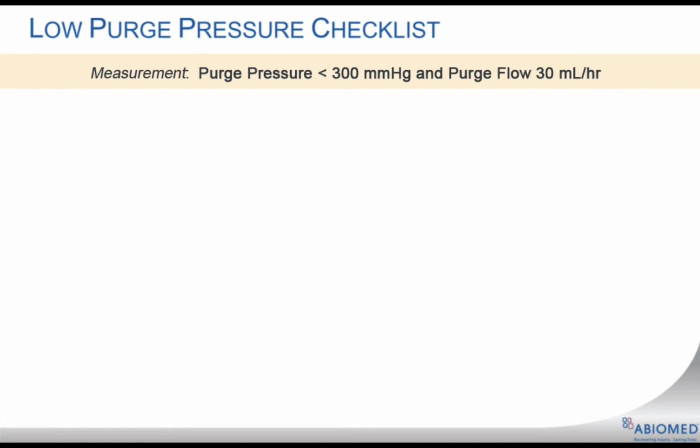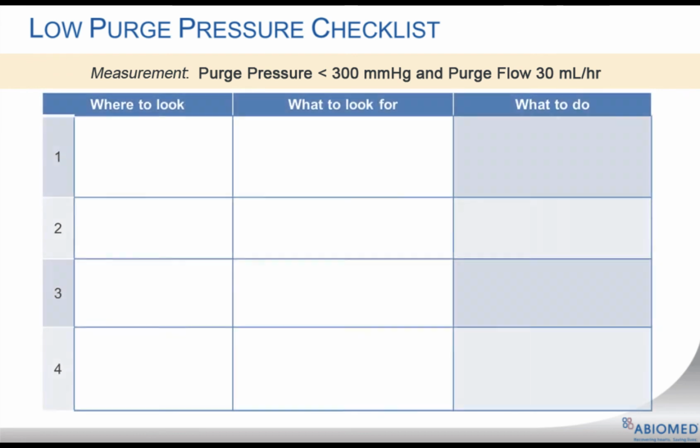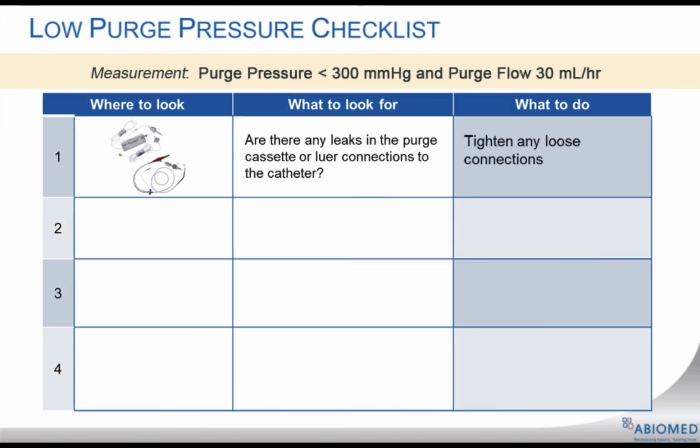If the purge pressure is below 300 millimeters of mercury and the flow rate is 30 milliliters per hour, the AIC will alarm low purge pressure. Here is the checklist to review in this event. Check for any leaks in the purge cassette or the lower connections to the catheter. If visualized, tighten the connection.